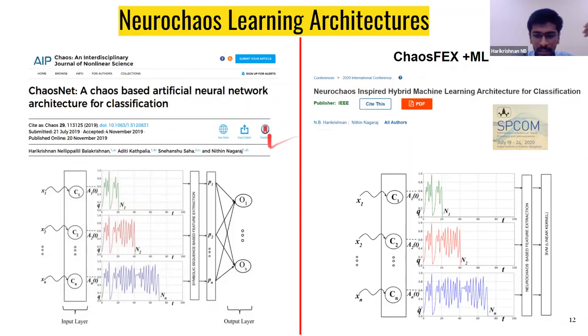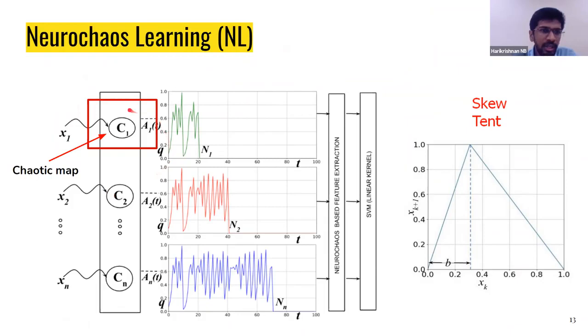So let us start with the neurochaos architecture. Here you can see X1, X2, etc., XN. They are the stimulus. By stimulus, what I mean is they are the input data. So it can be a speech signal. It can be an image which is vectorized.